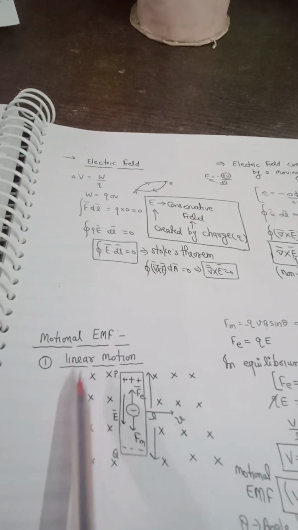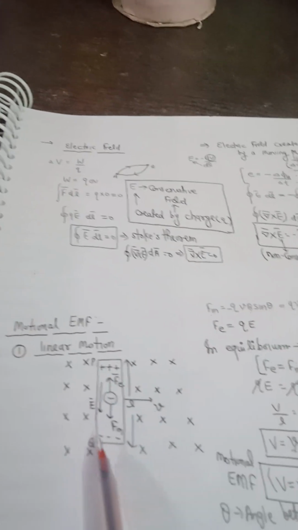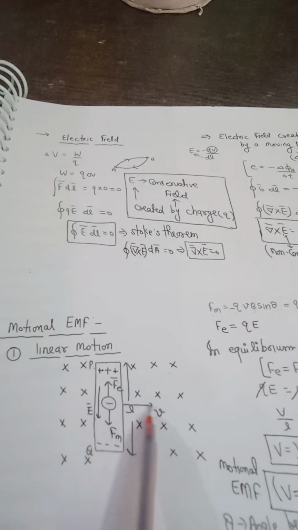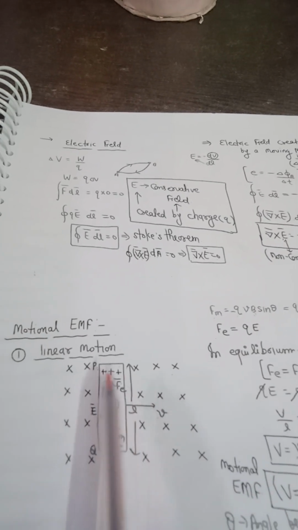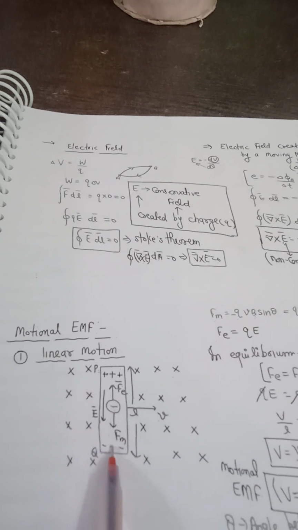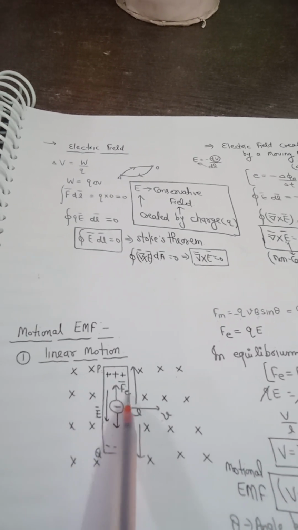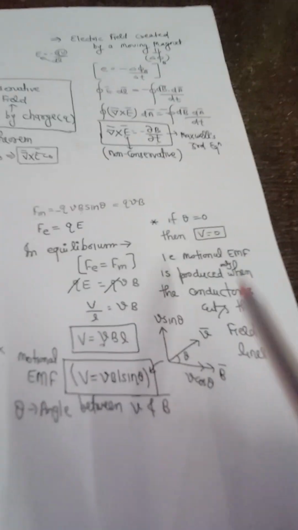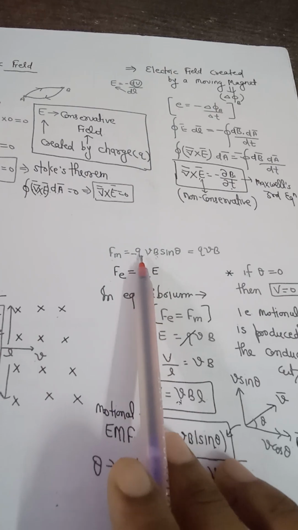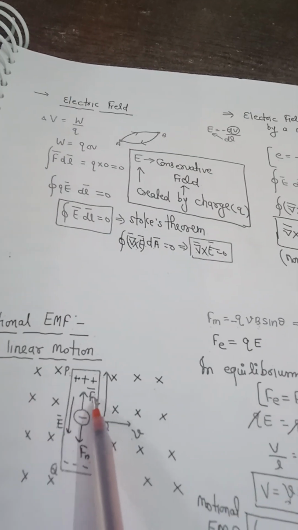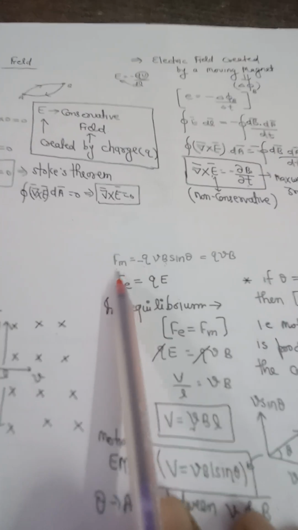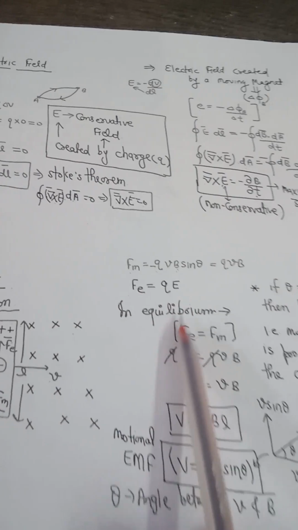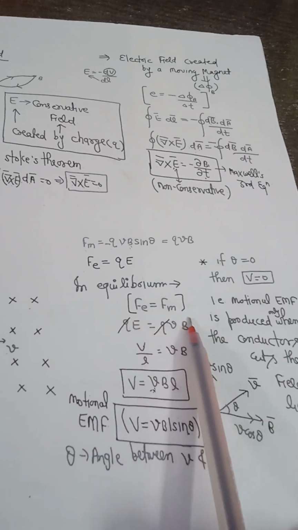Now we will study motional EMF. First of all we will study linear motion. So this is our charge carrying conductor. When it moves in direction V, and if a charge is produced from positive to negative, then the magnetic field acts in inward direction. So Fm is equal to QVB sin theta, and F is equal to QE. So in equilibrium F is equal to Fm.